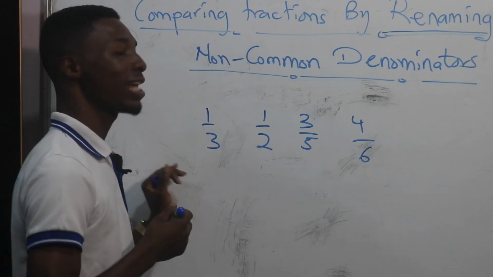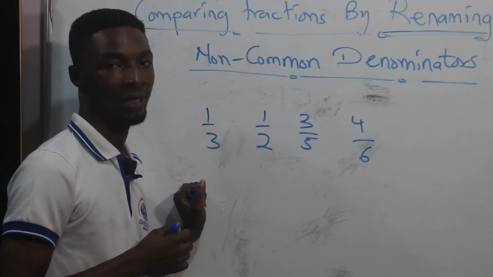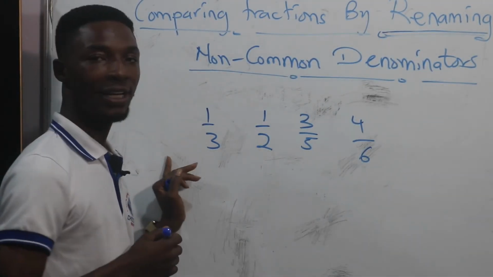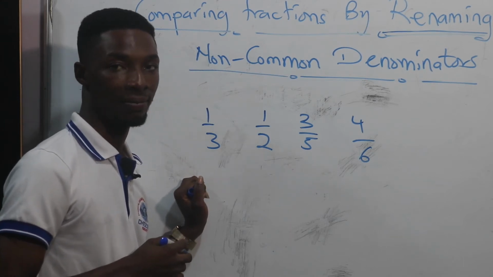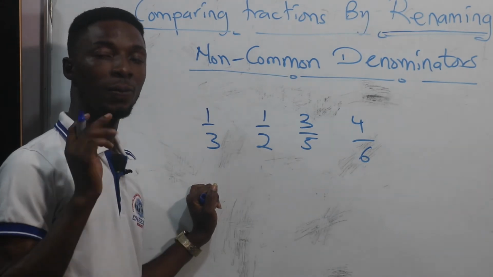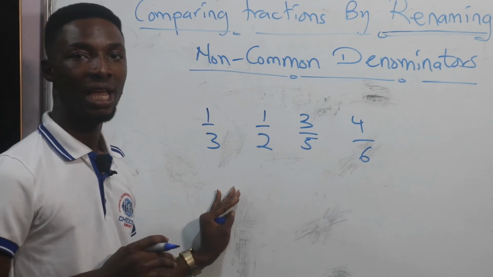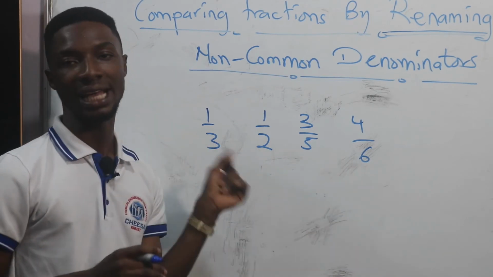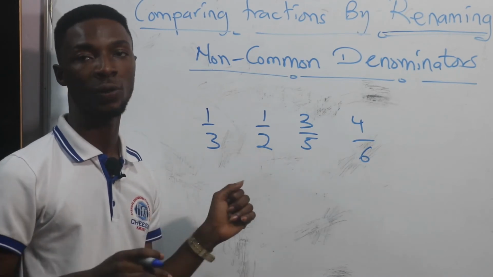So here is another set of fractions. They have different denominators, so you have to pick a common denominator for all of them. How do you know the common denominator to pick? To pick your common denominator, you have to consider the denominators. Pick out the two biggest denominators and multiply. That will give you your common denominator.